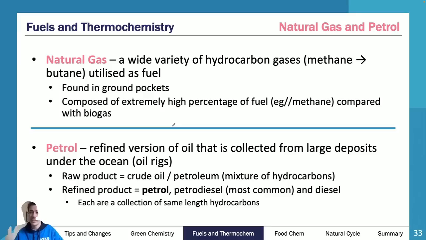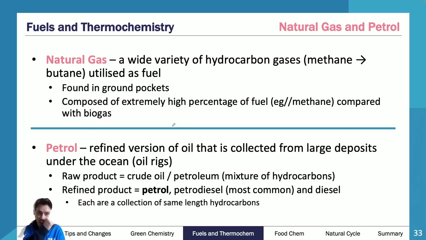And then we have natural gas and we have petrol or petrodiesel, whichever you want to refer to it as. We like to refer to it as petrol now. It used to be more referred to as petrodiesel, but they're moving towards just petrol. Natural gas is a wide variety of hydrocarbon gases, from methane through to butane. It's a fuel you find in ground pockets, it's a much higher percentage of fuel compared to biogas, and therefore you get more energy. Petrol is the refined version of oil that is collected from large deposits under the ocean.